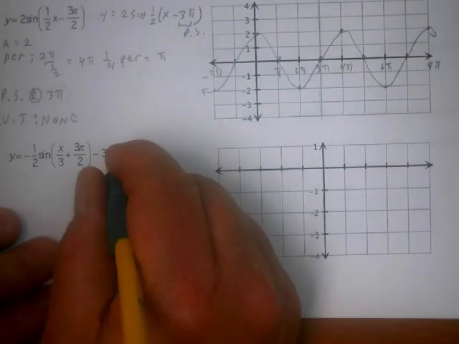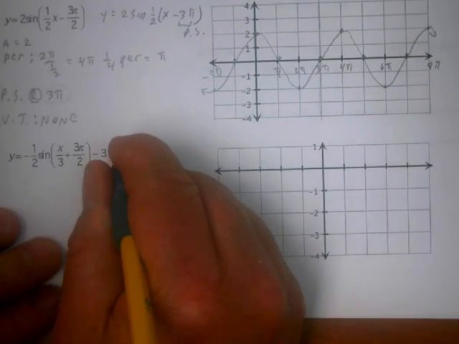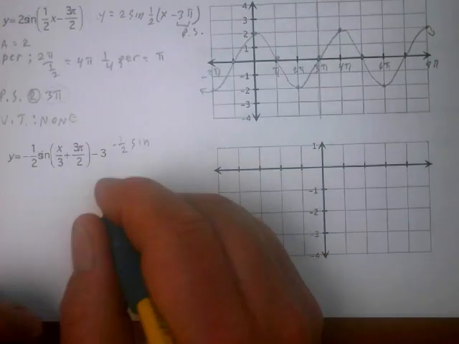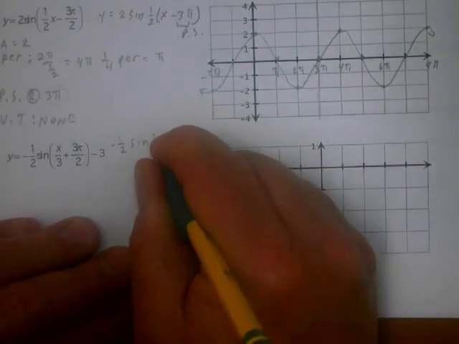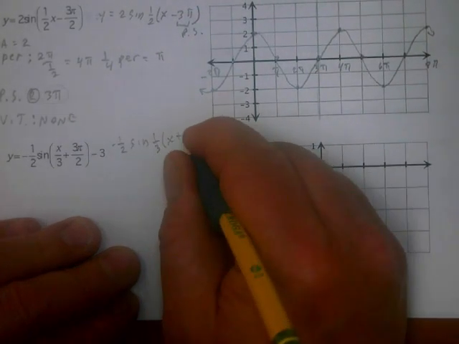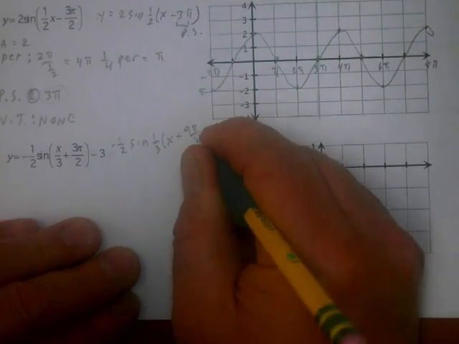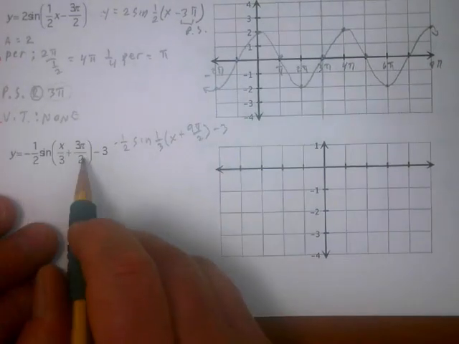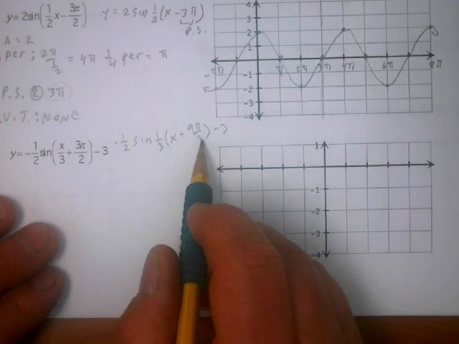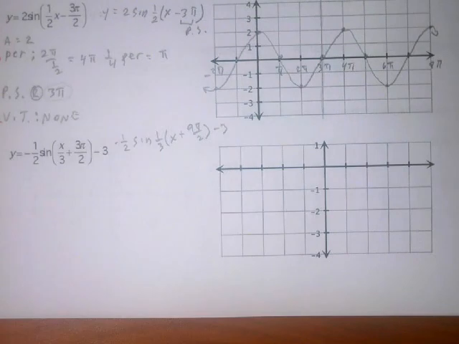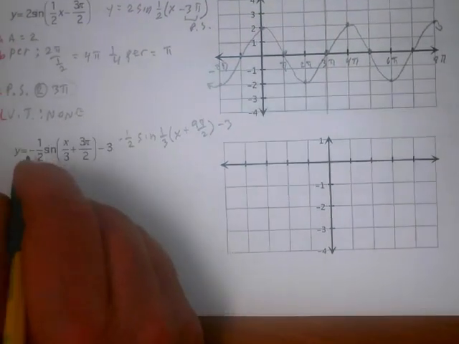Okay, here we have y equals -1/2 sine of x over 3 plus 3 pi over 2, minus 3. So there's a lot going on here, right? What this really equals is -1/2 sine of 1/3 x plus 9 pi over 2, minus 3. You take 3 pi over 2 and divide it by a third, and that's how I get the 9 pi over 2.